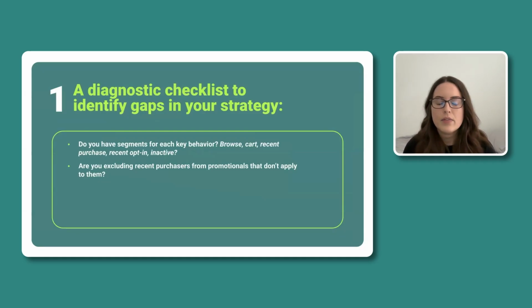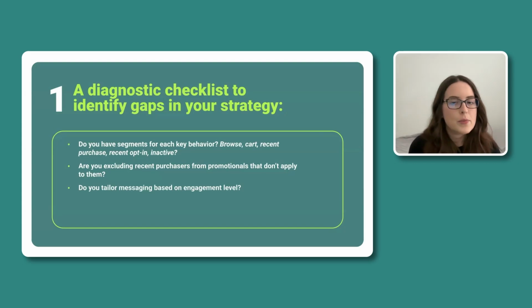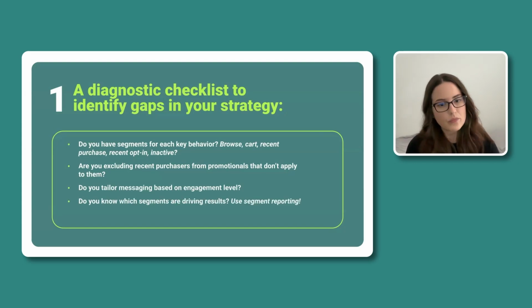And that's in the sense of email fatigue and deliverability. Do you tailor your messaging based on their engagement level? In the sense of, do we need to reactivate? Are we welcoming new subscribers? And so on. And then, do we know which segments are driving results? Use segment reporting. And then, have your segment rules been updated in the last 3 to 6 months?